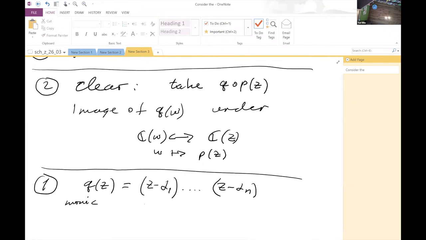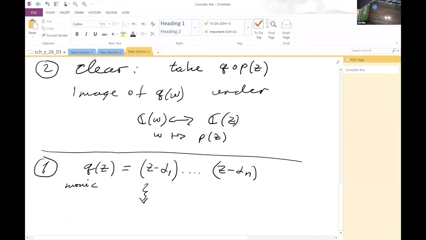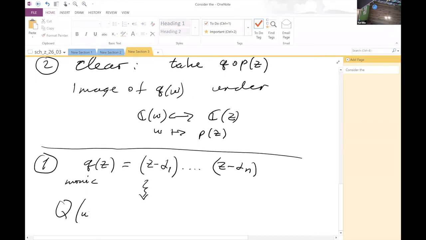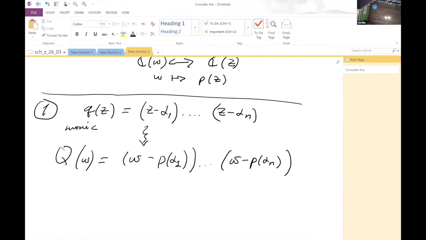And then we associate to it a polynomial capital Q of W, which looks like defined a bit wordily, but we'll see that it is not wordy at all. We just take the following. We take a polynomial whose roots are P of alpha 1, P of alpha n. But well, looks weird, but actually it is nothing but just the norm.